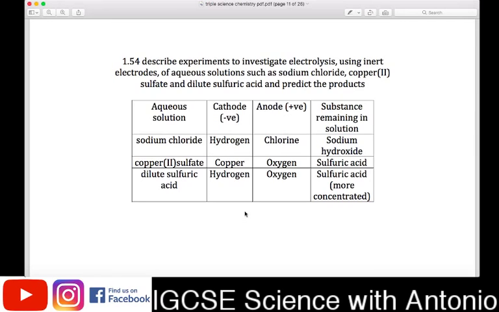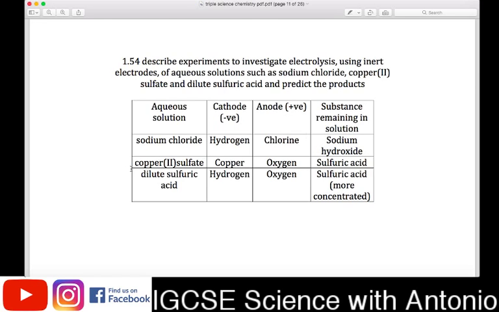All right, you have to be able to describe experiments to investigate electrolysis. You have inert electrodes, okay, reactive electrodes, and here are listed the ones they want you to recall. Okay, for sodium chloride, the cathode releases hydrogen. At the anode there will be chlorine released, and what's remaining in the solution would be sodium hydroxide right there.